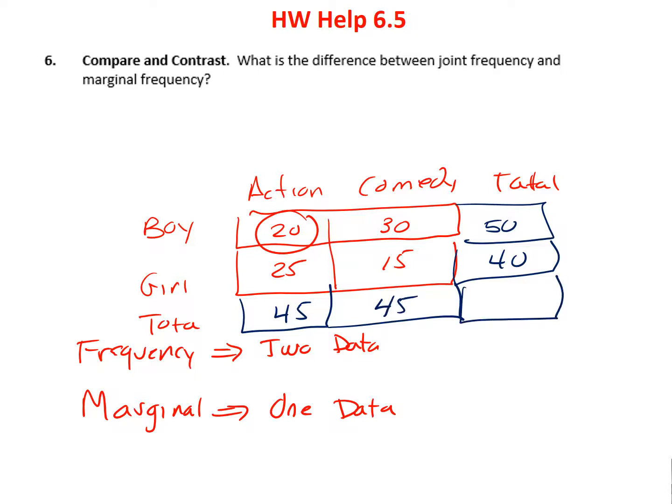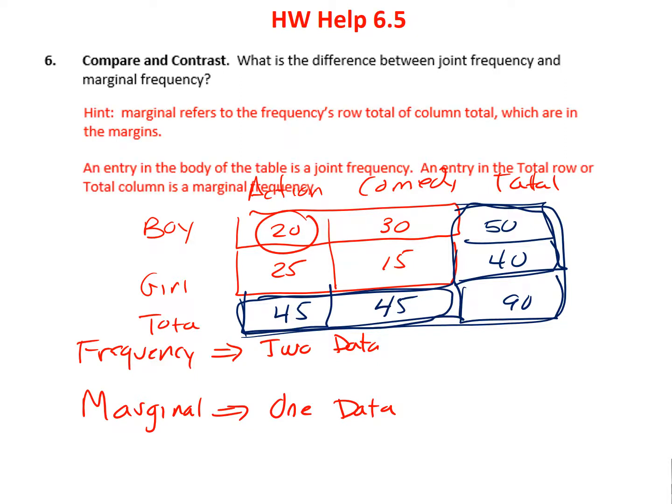This, by the way, is my grand total, which is 90. But these here are in the margin. You might say they're in the margin of the table, and they only give you one data. So that's the difference between joint frequency and marginal frequency. An entry in the body of the table is a joint frequency. This is the body. And an entry in the total row or the total column is the marginal frequency.